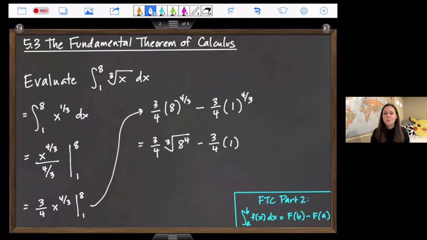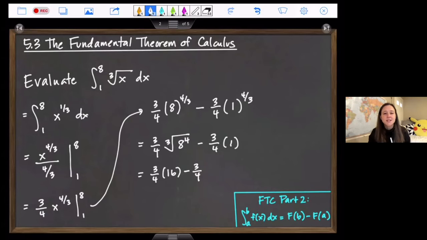And if I did, I probably wouldn't know what the cube root of that is. So let's go over to the calculator to figure out what that number is. All right, so I'm going to find 8 to the 4th, which is 4,096. And I'm going to find the cube root of that, which is 16. So I've got 3/4 times 16 minus 3/4 times 1.